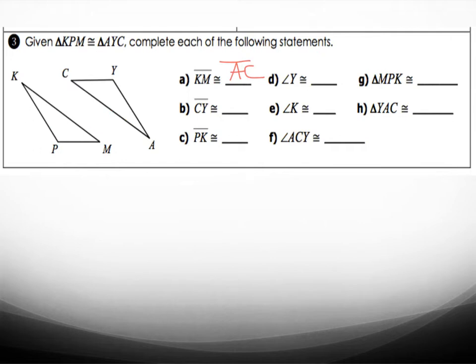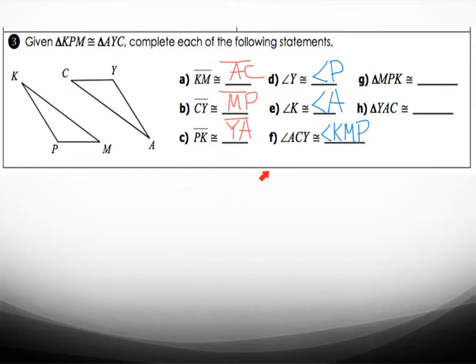Take the time to fill in B and C and then hit play. There you have it. We have corresponding triangles and therefore we have these corresponding parts. Take the time to match up angle Y, angle K, and angle ACY, and then we'll go over it together. So take a look. Angle Y, which is in the middle, matches with angle P, which is in the middle. Same, angle K matches with angle A.